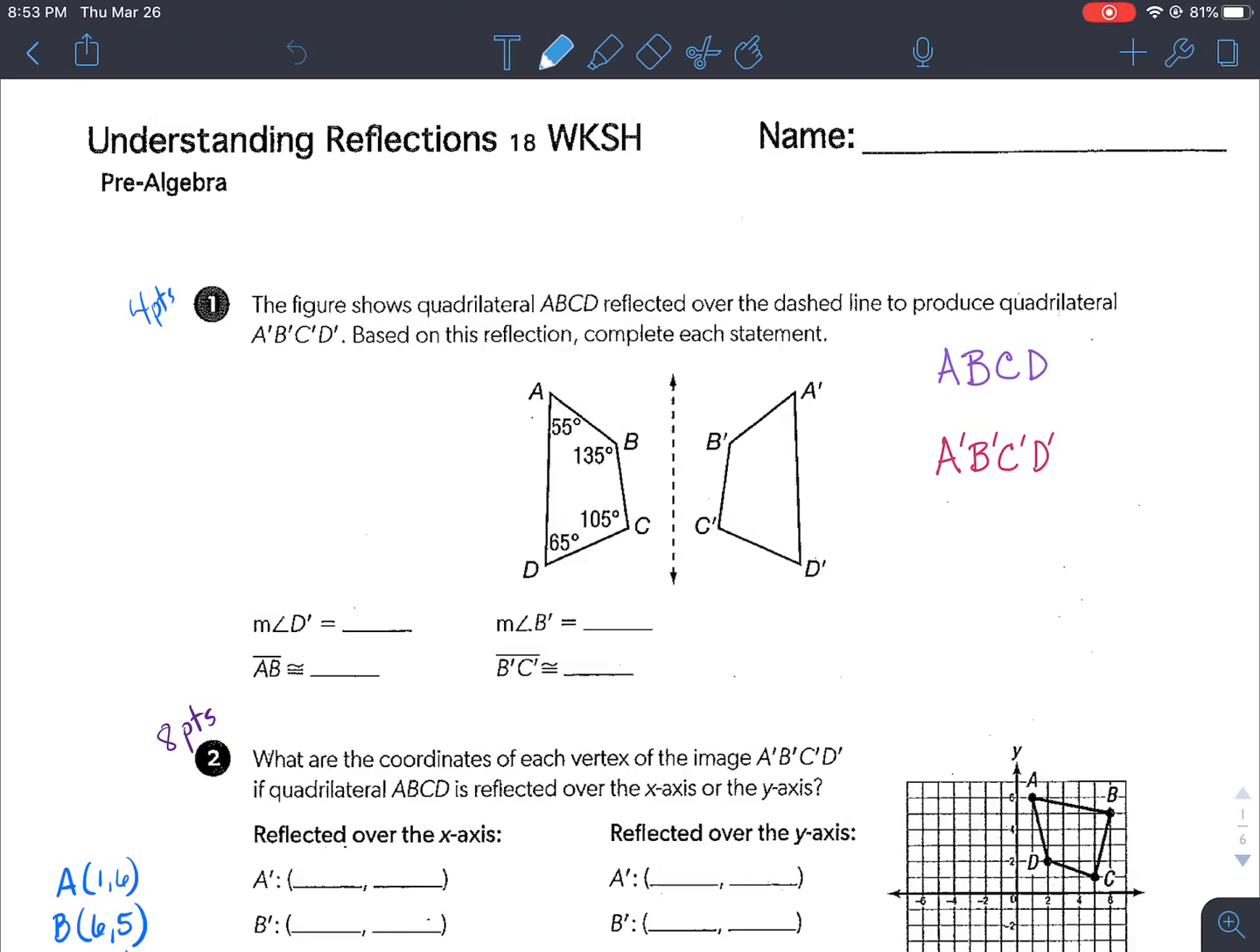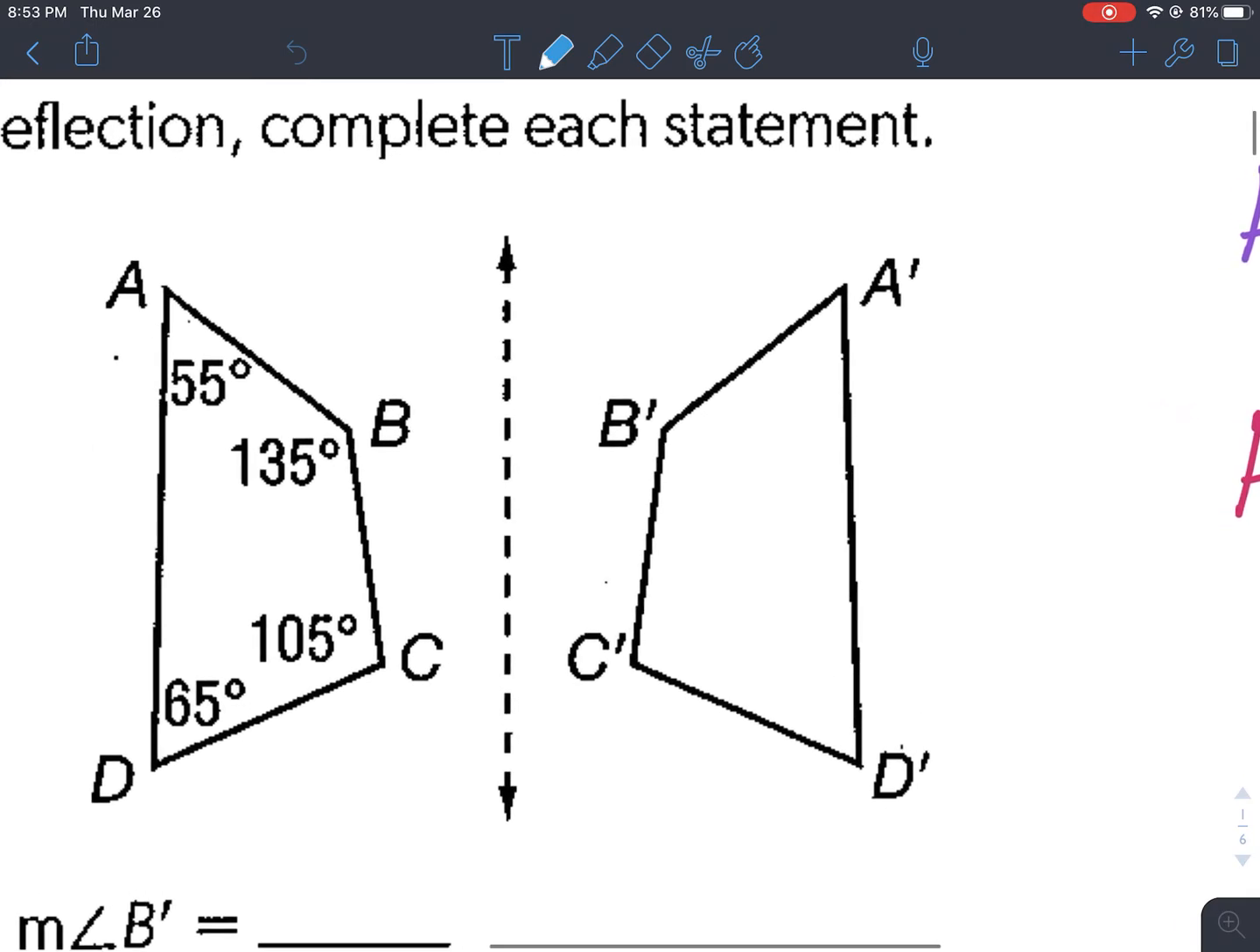Understanding reflections worksheet number 1. The figure shows quadrilateral ABCD reflected over the dashed line to produce quadrilateral A prime, B prime, C prime, D prime. Based on this reflection, complete each statement. Well, before we complete any statements, let's take a look at the two figures.